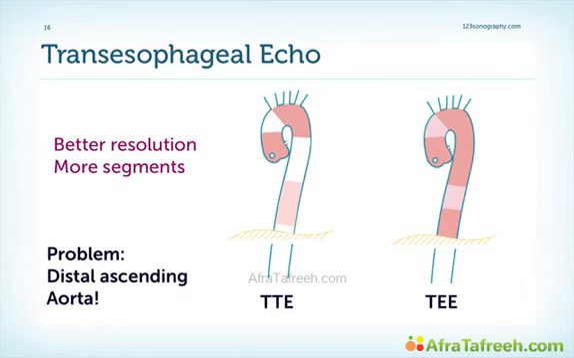If you want to see more of the aorta, but you still want to stick to echocardiography, you have to use transesophageal echo. Transesophageal echo has a number of advantages. Because you're very close to the aorta with the transducer, you have a much better resolution and you can actually see more segments. Still, even with transesophageal echo, we have a problem. The image quality of the distal portions of the ascending aorta is not ideal, simply because we have the bronchus in the way. Compared to transthoracic echo, however, we can see much more segments, as you can see from these two images here.